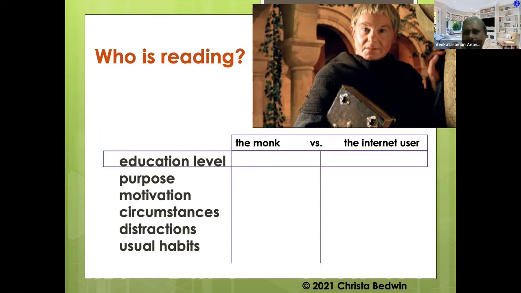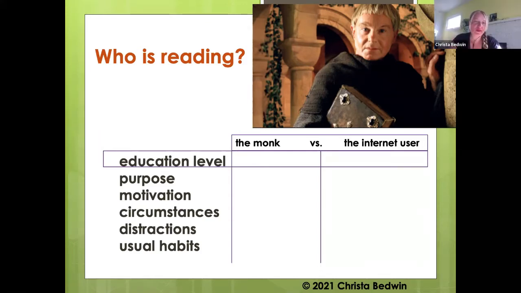So the purpose of the monk, I mean, they're very clear on their purpose and motivation. I imagine some of them were not motivated. I don't know what they did with those guys. They took them somewhere else. The monk has quiet circumstance, not too many distractions. And he also has the habit of doing this reading all the time.